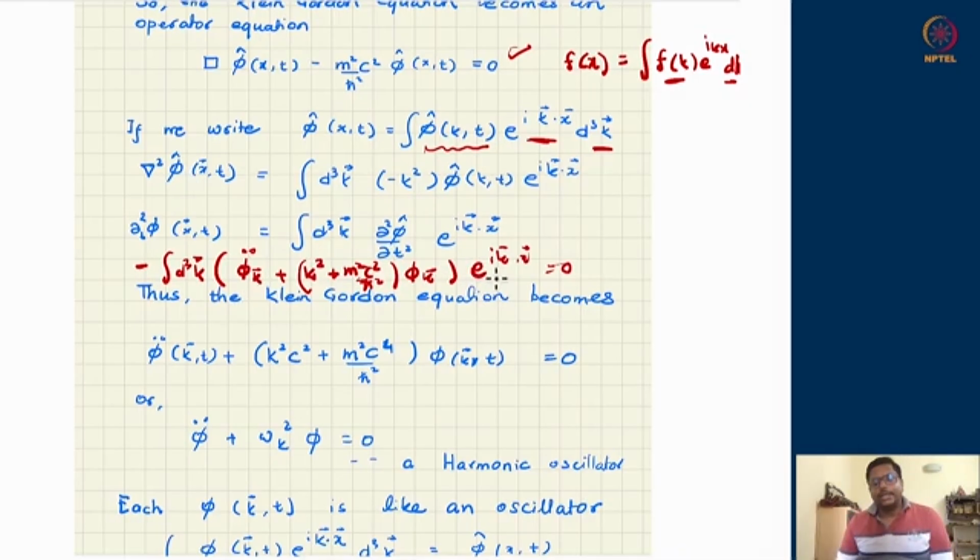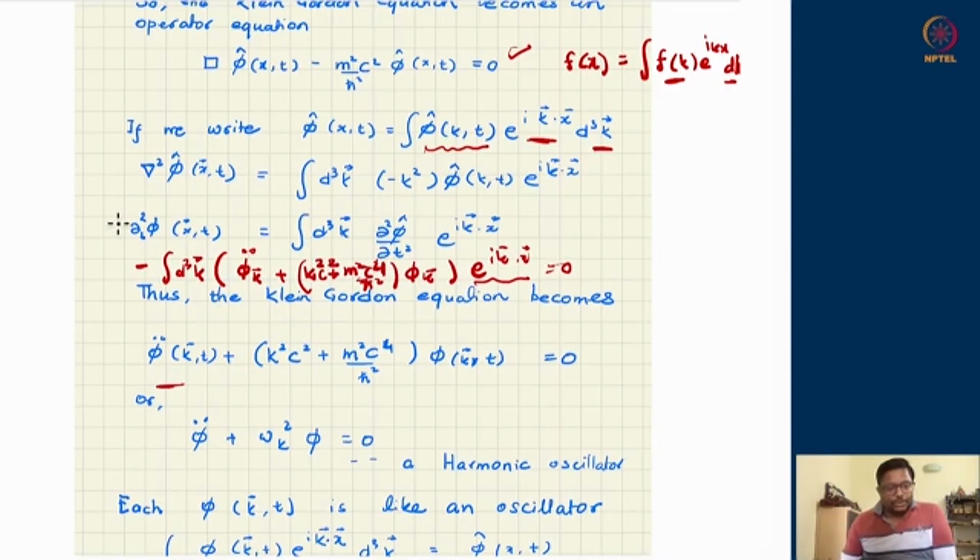Of course, if this equation has to hold true, then since e to the power i k x cannot take value 0, under integration you want this to become 0 for all possible phi k's which you can think about. This can only happen if the integrand's first fraction goes to 0. That is to say, phi double dot plus k square c square. So actually you will get a k square c square here and m to the power c4.